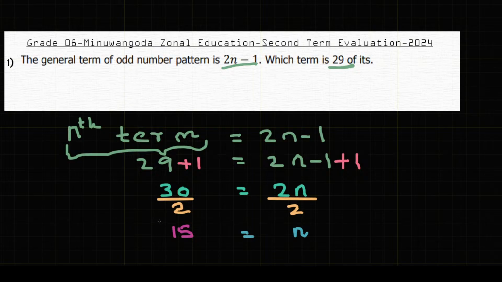Alright, so all this time we were considering 29 as the nth term. But we don't have to do that anymore. We got to know what n is. The n that is applicable for 29 is 15. So now what can we say? We can say 29 is the 15th term. So this is the way to find the term number of a term when the term and the nth term are given to us.